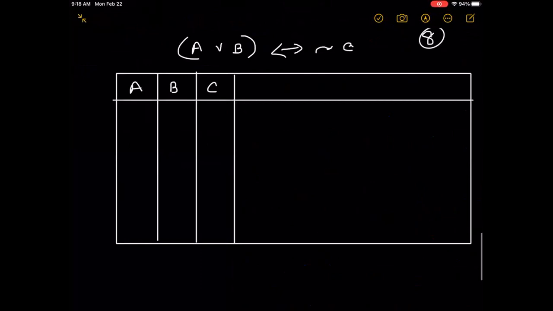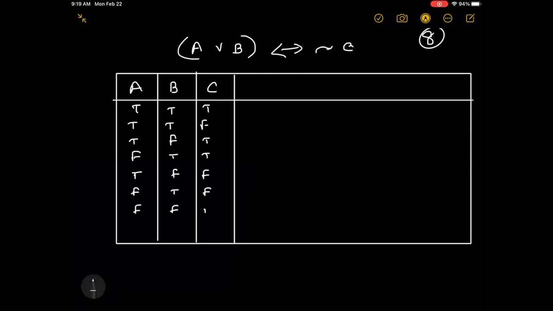That is, all 3 are true. 2 of these are true. One of these is true. And all 3 are false. These are the possible outcomes, possible criteria, right?